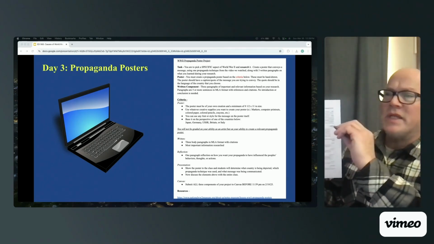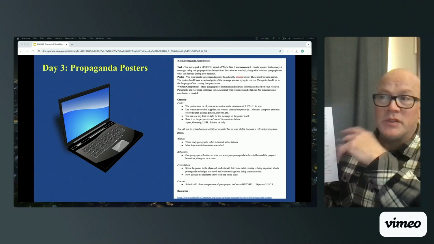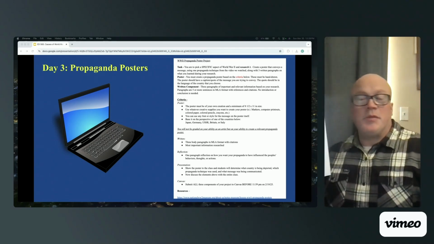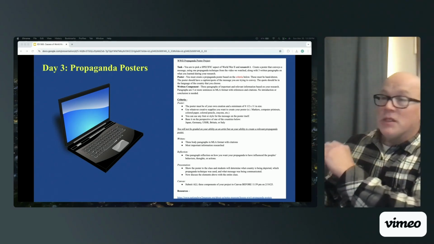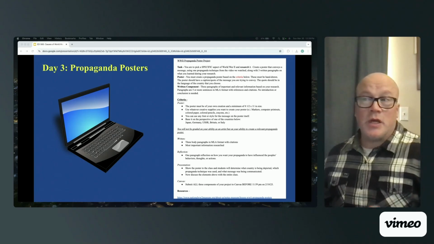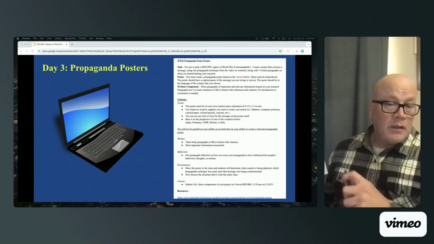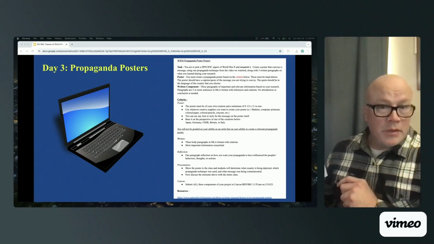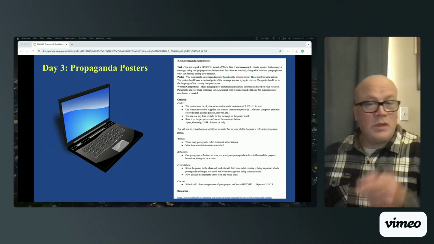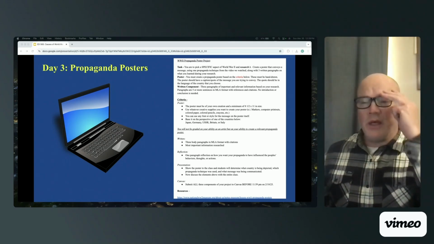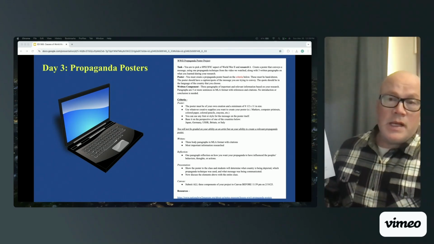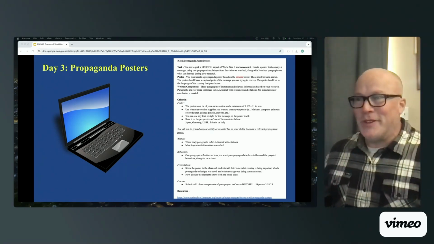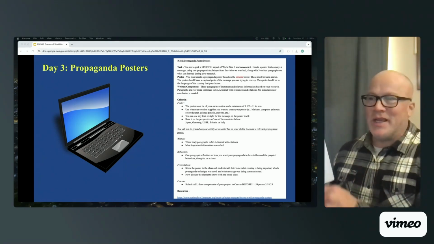You can use any font or style for the message on the poster itself, and you have to base it on the perspective of one of the countries below. So Japan, Germany, USSR, Britain, and Italy. What do you think all those countries have in common? That's correct. They were all involved in World War II. No, you cannot do USA, because then everybody in this classroom would do USA. So no, you cannot do USA, all right?